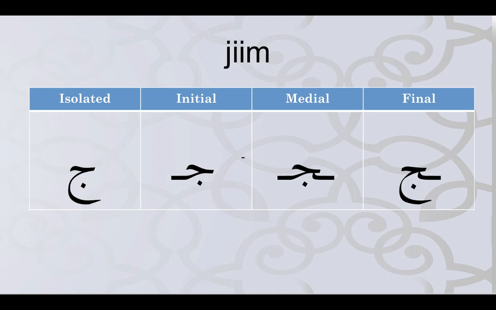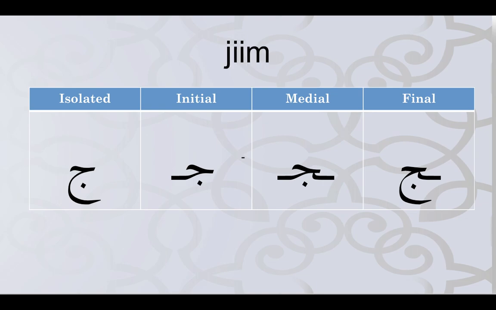Next is the letter Jim. Notice the isolated form, the initial form, its medial and final form, and how they're written. Okay, next is the letter Ha. The Jim and the Ha are almost identical, so I'll switch between the two.